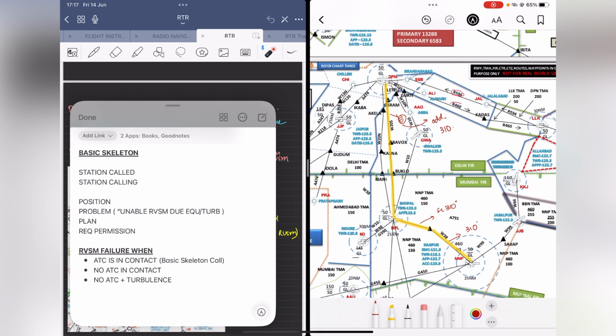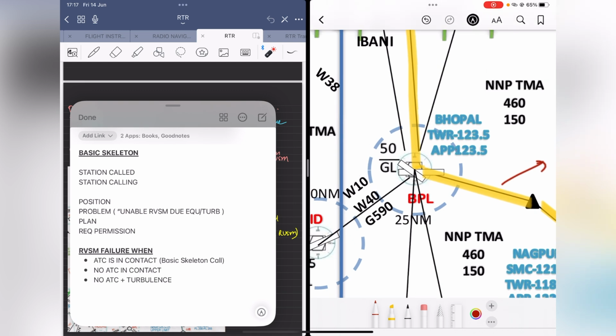Now what will it sound like? Okay, the question says you're 20 nautical miles to Bhopal, that means we're roughly here, and you experience a mode C failure, take action. You're around Bhopal, you're facing a mode C failure, take action. And we're 20 nautical miles to Bhopal.